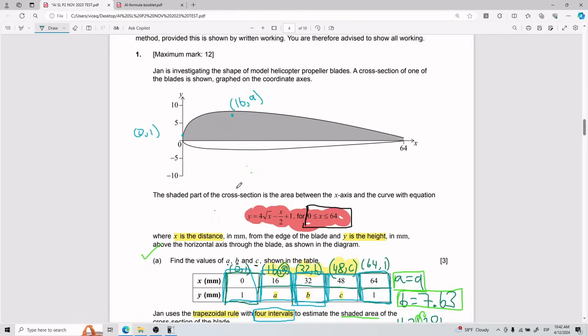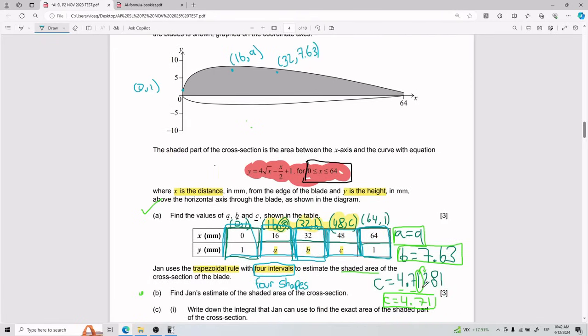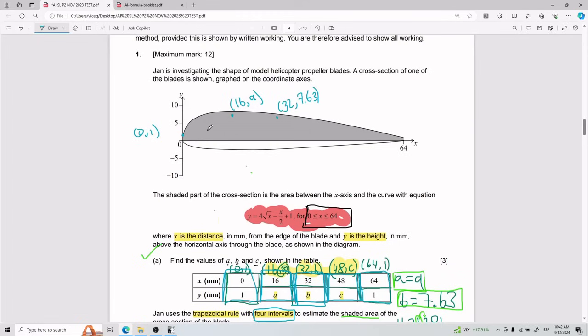Around here, we're going to call it 32, 7.63, so maybe there. Then we have 48, 4.71, so maybe here. And last but not least, we have 64, 1. Technically, these are going to be my 4 intervals, or my 4 shapes. Again, not drawn to scale, but I really need you guys to understand what we're actually doing.